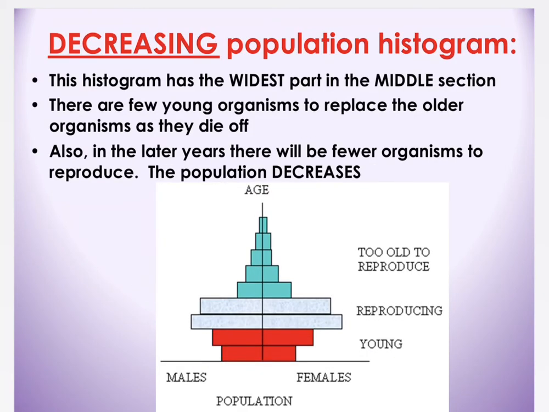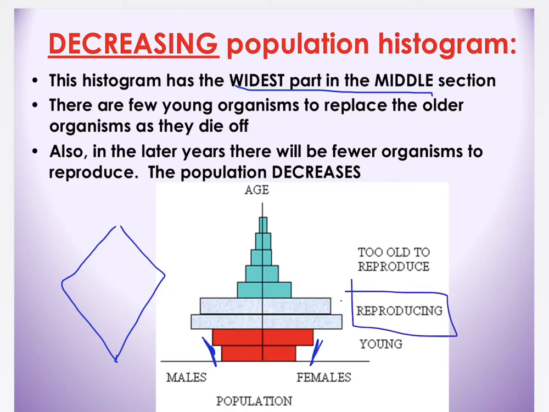Okay. This one here is a bit more of a diamond shape. So if you actually have that widest portion of your histogram in the middle, this means that there's fewer young people that are not going to be able to replace the older generations as they age. So this is likely going to be, over time, a population that decreases in the later years.